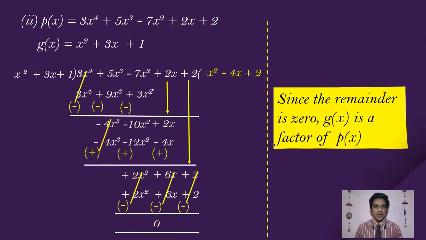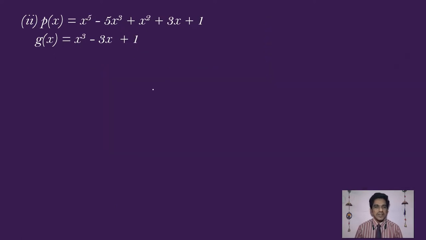Let us move on to the third problem. Here p of x is x power 5 minus 5x cube plus x square plus 3x plus 1, then degree 5, right? Now look at the divisor, x cube minus 3x plus 1, degree of the divisor is 3. If you observe here, after x power 5, we should have an x power 4 term, but it is missing. So you have to write plus 0 x power 4 in the dividend.